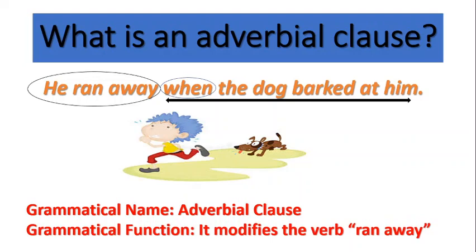So we can see that the adverbial clause does much work. This run away is a particle of fled. The boy fled when the dog barked at him. So we don't want to talk much on this now. We have seen the introduction. It is high time we went straight to the types of adverbial clauses.